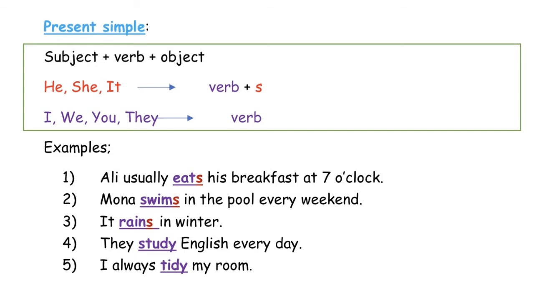Number 1, Ali usually eats his breakfast at 7 o'clock. Ali eats. Number 2, Mona swims in the pool every weekend. Number 3, it rains in winter. Number 4, they study English every day. Number 5, I always tidy my room. So they study, I tidy. Here the verb is without s.